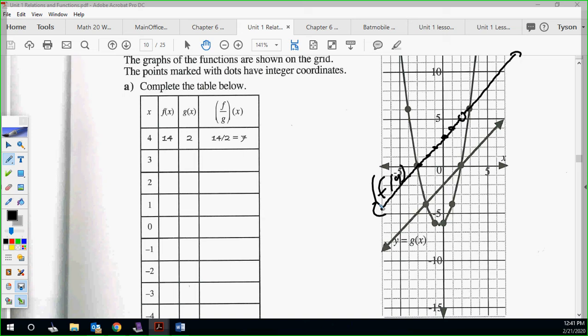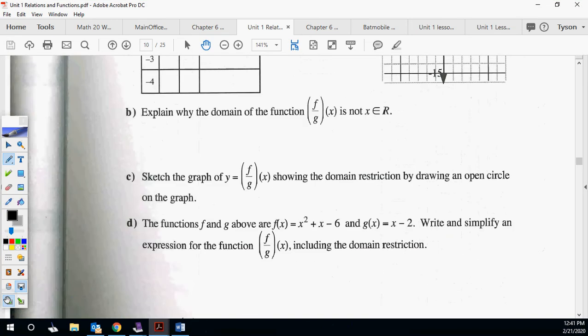Okay? That's what your f over g line would look like. Any questions on that? We go a lot more into depth on this later; that's called a point discontinuity, and it will be covered in more depth in our later chapter on rational and radical functions. So let's go and evaluate this.